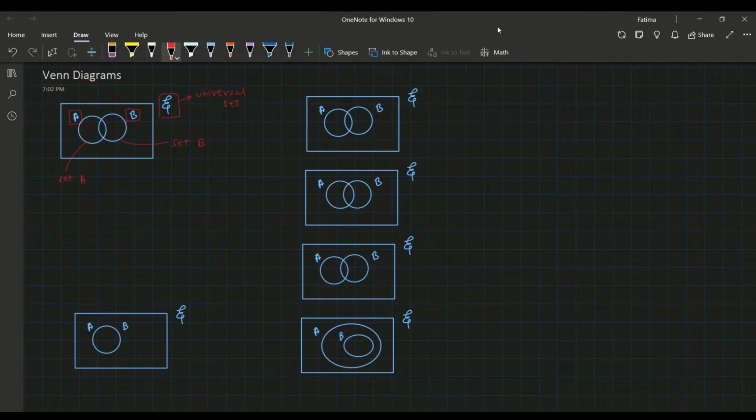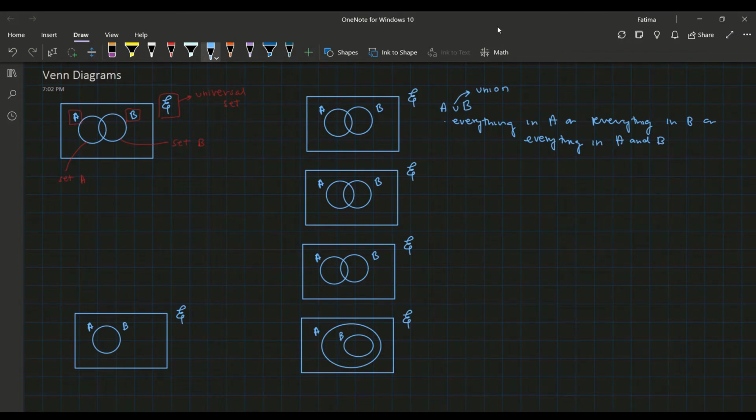Now, some other notations you should be aware of is, for example, A union B. So this small U shape over here is for union. It means everything in A or everything in B or everything in A and B.